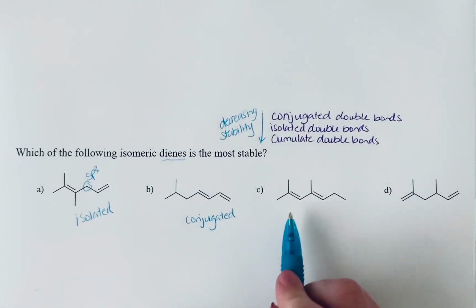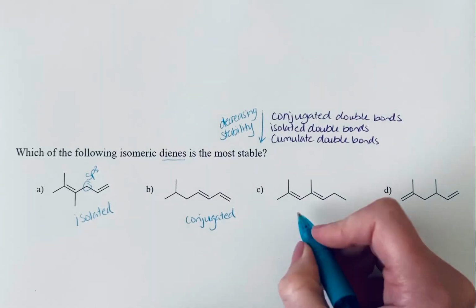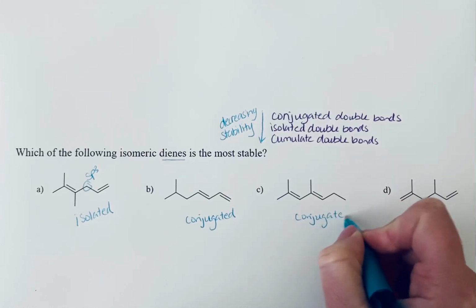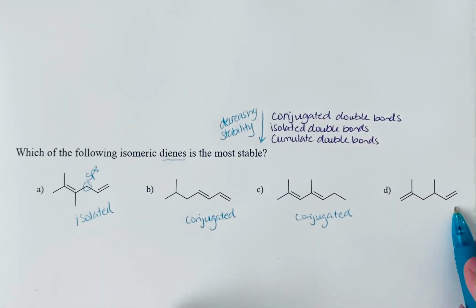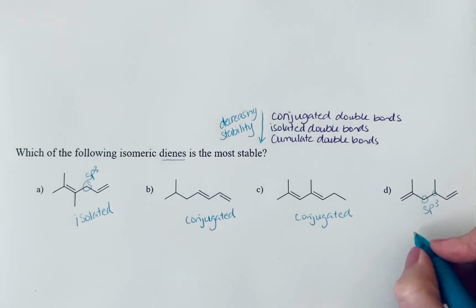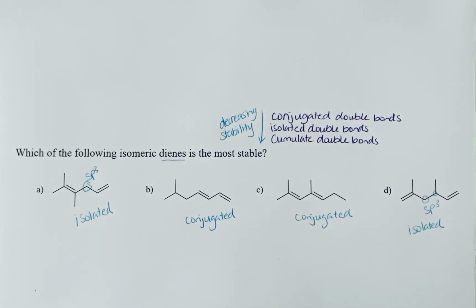If we look at C, we see also that we have a double bond, single bond, double bond. So these are also conjugated. And if we look at D, we have two sp3 hybridized carbons separating those alkenes. So those are definitely isolated as well. So our conjugated double bonds should be the most stable.